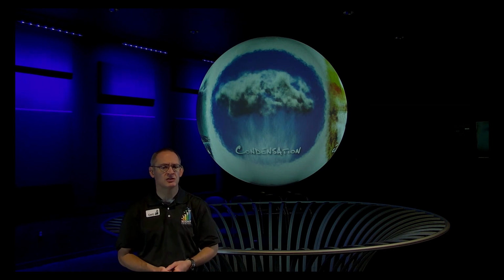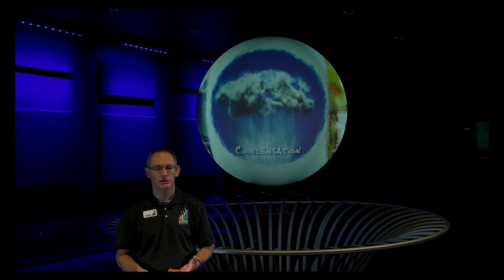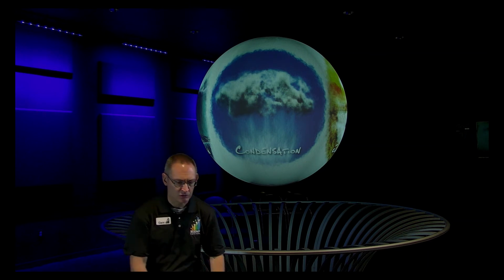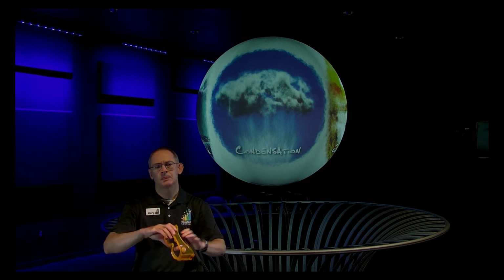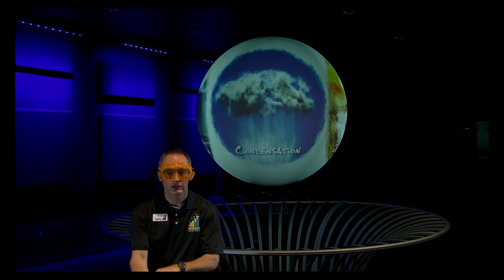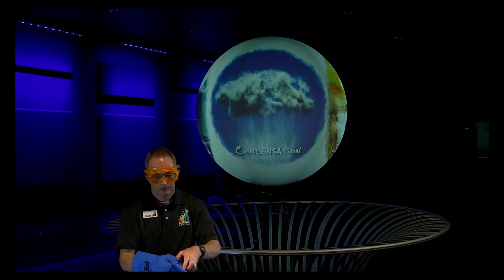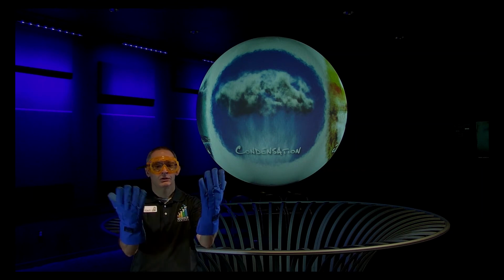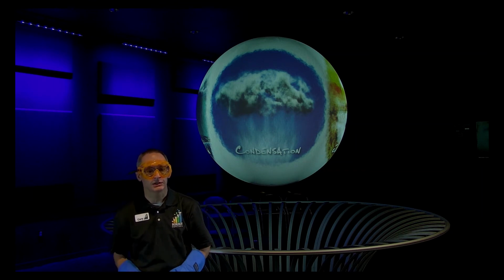So to look at this condensation, we're going to use some liquid nitrogen, which is extremely cold. Liquid nitrogen is a negative 320 degrees Fahrenheit. And so we're going to use some safety goggles and my safety gloves here. And we're going to give us some liquid nitrogen and look at condensation.